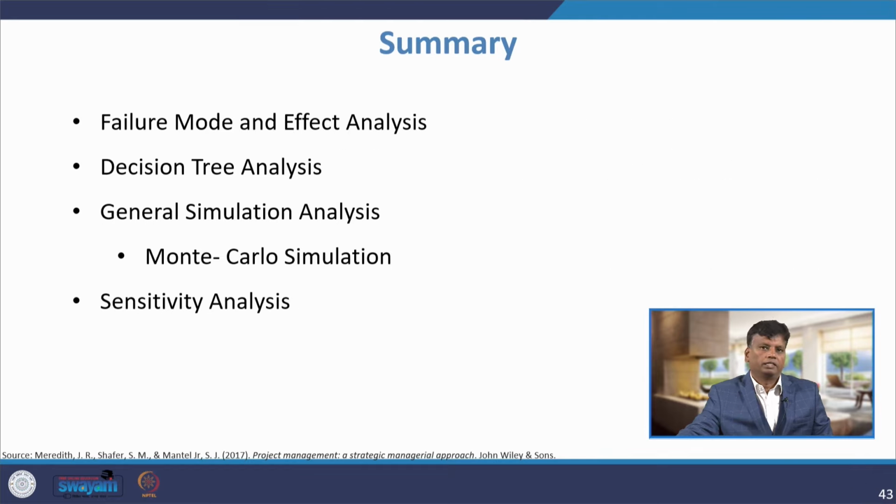So, in this lecture, dear students, I have discussed various quantitative techniques for analyzing project risk. I have discussed 3 quantitative techniques. One is failure mode and effect analysis, second is decision tree analysis, and third, with the help of Excel, I have explained how to use Excel for doing Monte-Carlo simulation. Then finally, I have explained the importance of sensitivity analysis.